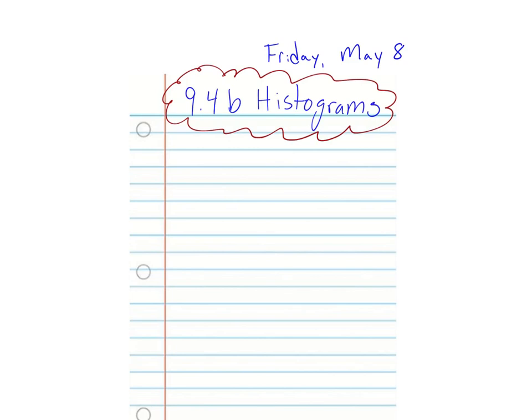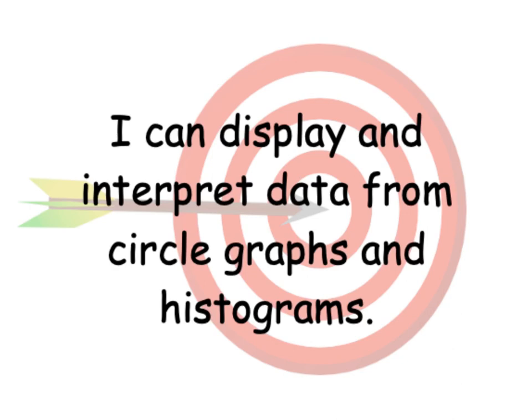On your sheet, you can label today as 9.4b histograms. Histograms are a way to represent data in a slightly different way. We've looked at a couple of different ways: one is stem and leaf plots, one is circle graphs. Today is histograms, so we are displaying and interpreting data from circle graphs and histograms.